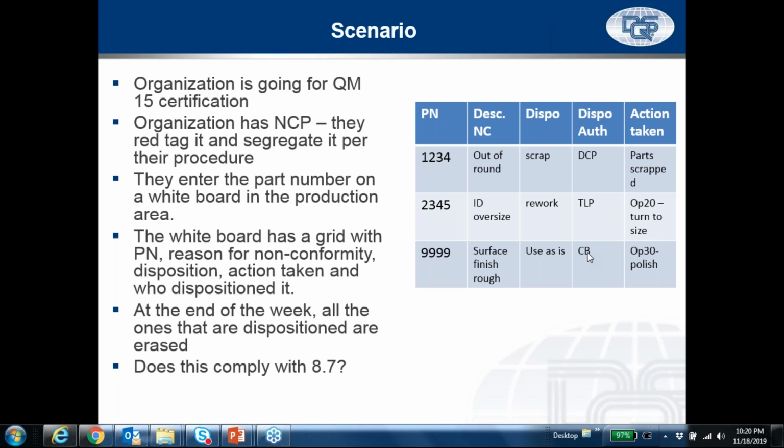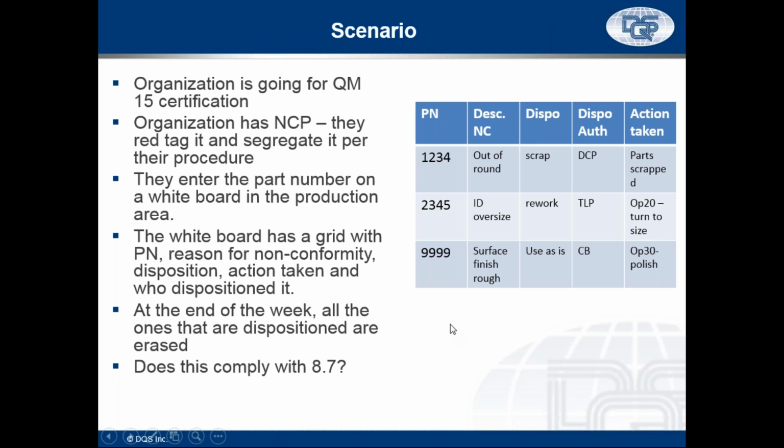And it got dispositioned by CB, but do we have a record that the customer also approved that disposition? So this is hammering home, when you have these dispositions that require concession, and typically it's going to be used as is, it's going to be repair. Does the customer have a requirement to approve it? And do they have evidence of that approval? And of course, a whiteboard wouldn't be that evidence. But most of you got this right. And so well done.